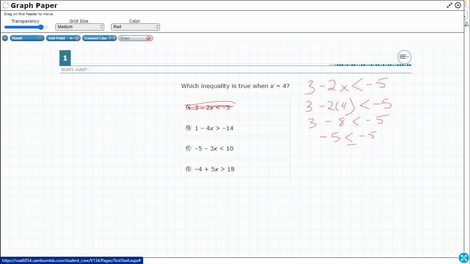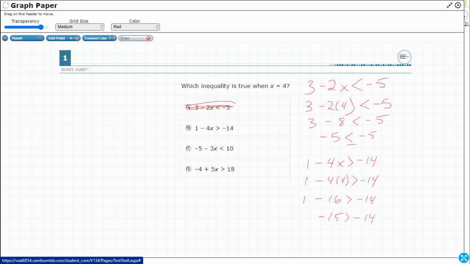Very close, though. All right, so let's do this next one. And that's basically all we're going to do, right? We're just going to substitute in that 4 and see which of these makes it true. So let me see. We can put in that 4 right there, parentheses 4, meaning we're going to multiply. So I've got 1 minus 4 times 4 is 16. And then I've got negative 15, right? 1 minus 16 is negative 15. It's like 16 minus 1, and then the answer as negative is greater than negative 14.